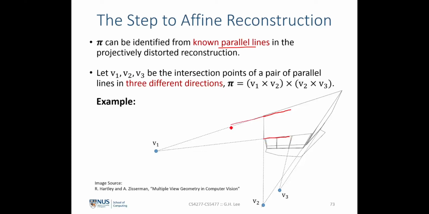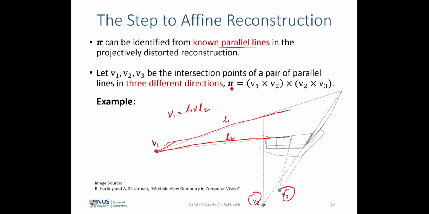We can simply take the intersection of these 2 lines to find the vanishing point, which we denote as V1 over here. This V1 is simply equal to the cross product of these 2 lines. Let's say these 2 lines are represented by L1 and L2 here. It simply equals the cross product of L1 and L2. And similarly, we can identify another 2 sets of parallel lines to give us V2 and V3.